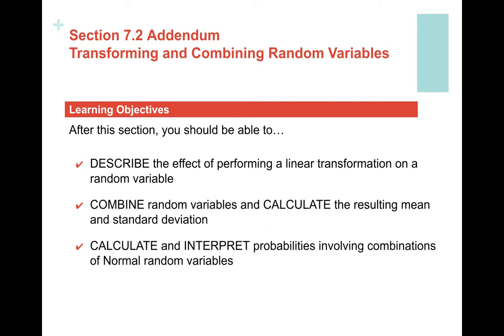In this section, we're going to describe the effect of performing a linear transformation on a random variable, and then we're going to look at combining random variables through adding or subtracting, so X plus Y or X minus Y, and then calculating the resulting mean and standard deviation of that combination. We're also going to calculate and interpret probabilities involving combinations of normal random variables.